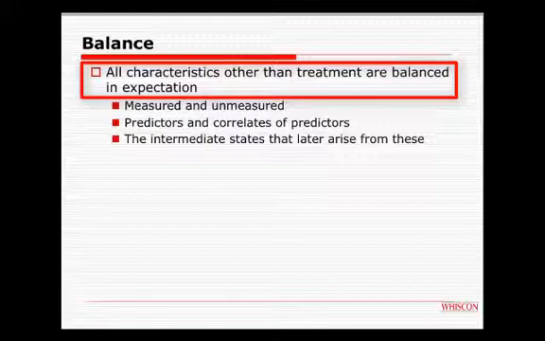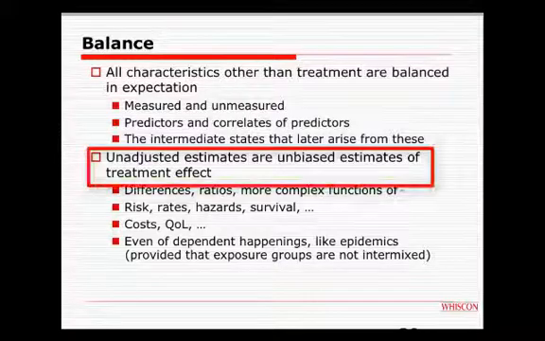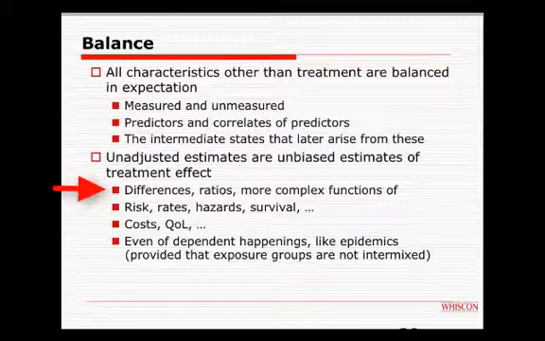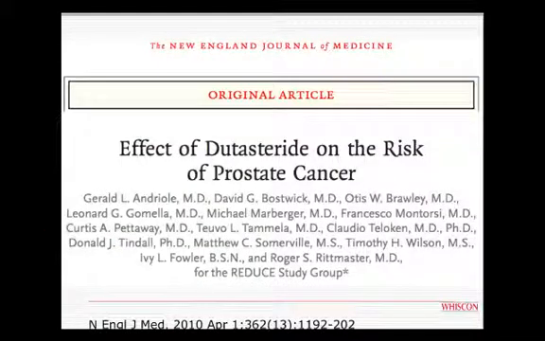That means the approximation of balance gets better and better the more subjects are entered into the study. As a result of balance, unadjusted estimates, simple comparisons between the two treatment groups, are unbiased estimates of treatment effect. That is, they reflect directly the effects of being in one treatment group versus the other. And it doesn't really matter what kind of outcome measure you want to look at. All of these work under the guarantee of no unmeasured confounding. Let's look at an example.